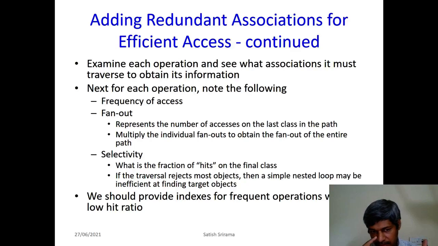Then you have to deal with the selectivity. What is the fraction of hits on the final class? If the traversal rejects most of the objects, then a simple nested loop may be inefficient, the way we have seen in the earlier example. Then we should provide indexes for frequent operations with a low hit ratio. That's exactly the example I was showing. Hope it is clear.